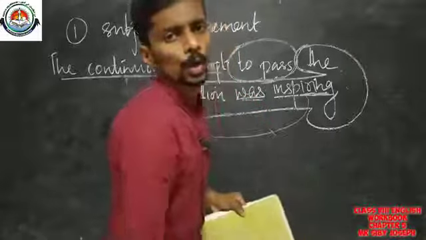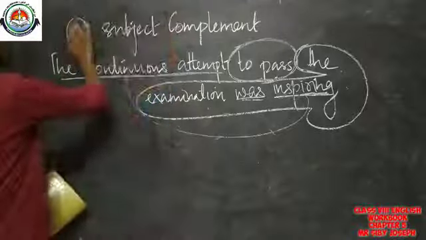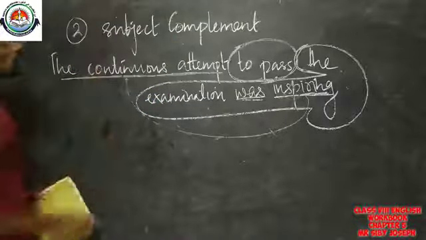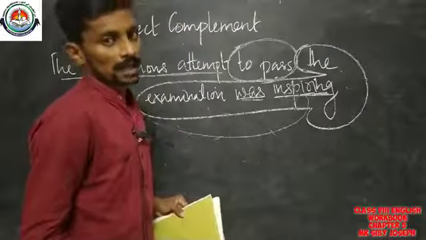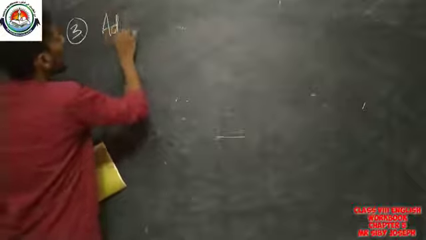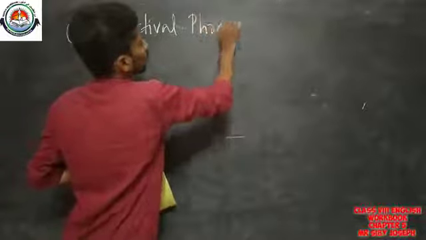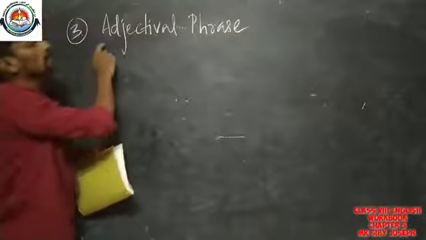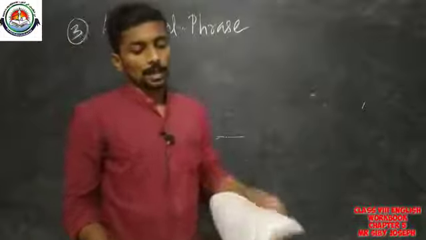Now we can go to the third use of present participle. I forgot to mark here, this is actually the second usage. So, now we can go to the third use of present participle as mentioned in the workbook. The third one is that a present participle can be used as an adjectival phrase. We can explain it with one example.